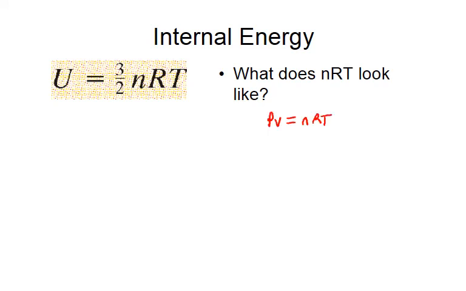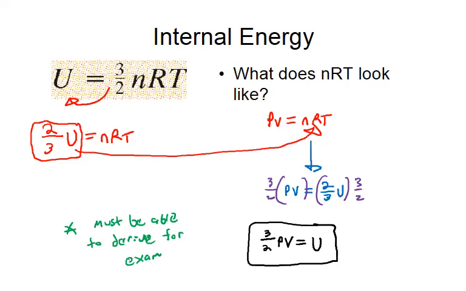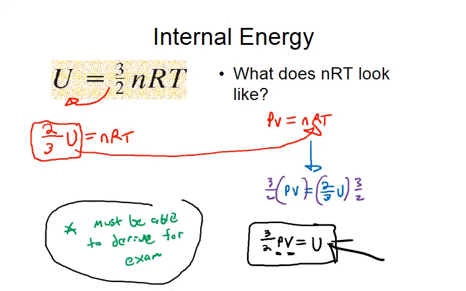Okay, so nRT, that should remind you of PV equals nRT, right? That portion there. And so if we bring the 3/2 to the other side and we place that in for this, PV equals 2/3 U, and we can multiply both sides by 3/2. This is important as well. We can get the internal energy from the pressure as well as the volume. So if we know the pressure and the volume of the gas, we can get the internal energy, and you'll need to be able to derive that for the exam.